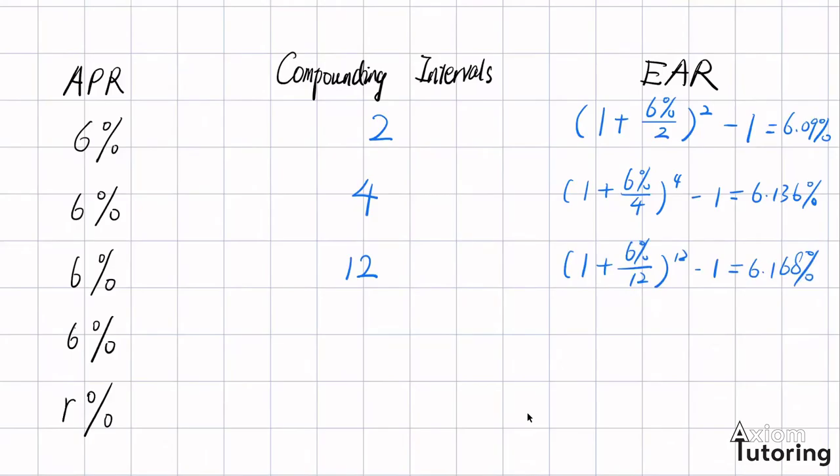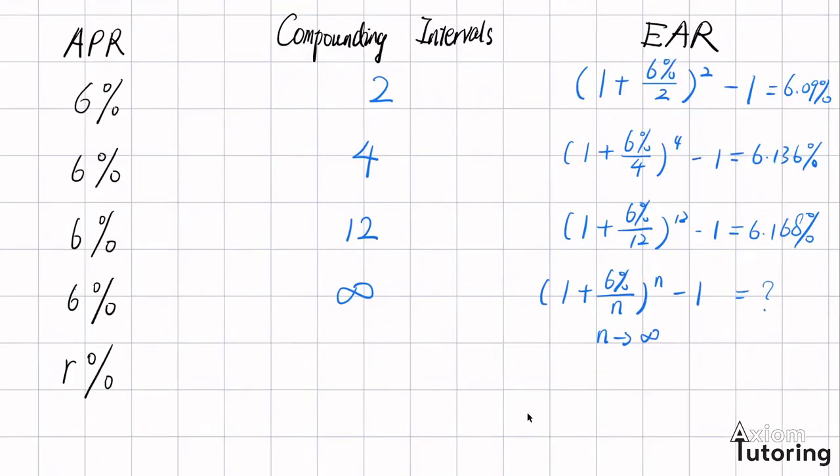Let's go to the extreme. What is the shortest interval you can think of? Is it daily, or by the second, or tiny bits of seconds? If the compounding intervals are so short that they're continuous, that's the extreme. Basically, if we're continuously compounding, then the number of intervals approaches infinity. So the problem is: what is 1 plus 6% divided by n, where n is the number of intervals, to the power of n, minus 1, as n approaches infinity?